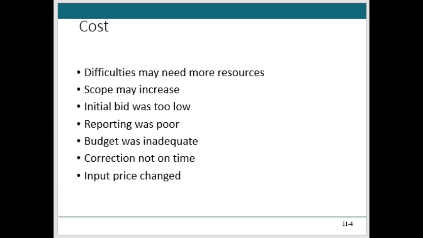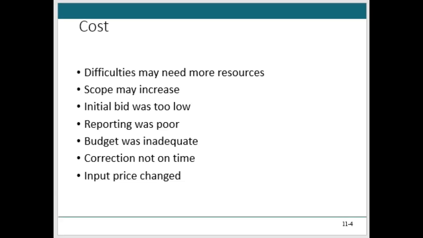Other examples in cost would be, what if we need more resources? What if our scope increased, requiring a change in resources? Maybe not in the number of resources, but maybe a different skill level, right? What if we just bid too low? And that happens all the time in the real world. It shouldn't, but it does for competitive advantage, some companies. So that's your company strategy, but it's going to impact your project.